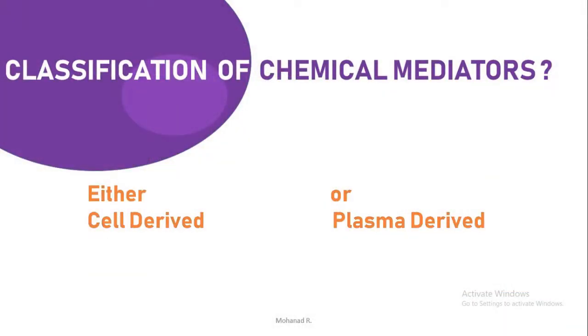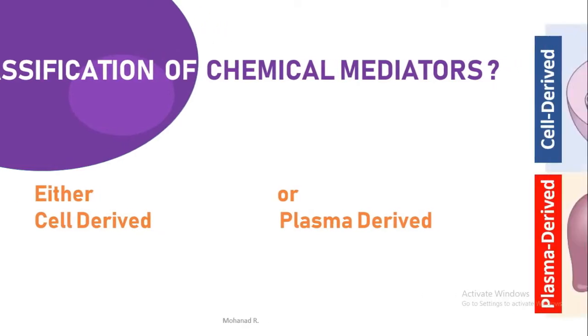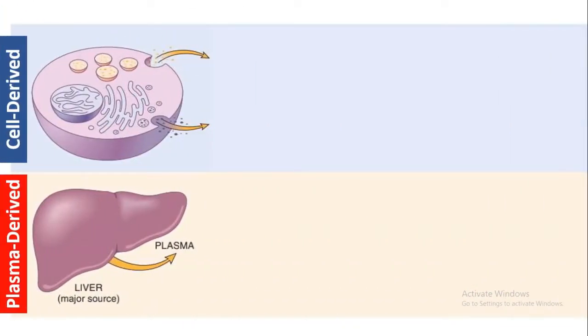Chemical mediators could be classified into two main groups according to their source of origin. They are either cell-derived or plasma-derived. Cell-derived mediators are subclassified into two groups: preformed mediators or newly synthesized mediators. Preformed, they are already made and stored in secretory granules. Newly synthesized, they are synthesized de novo, made if needed.